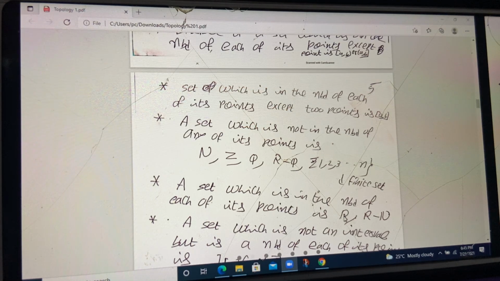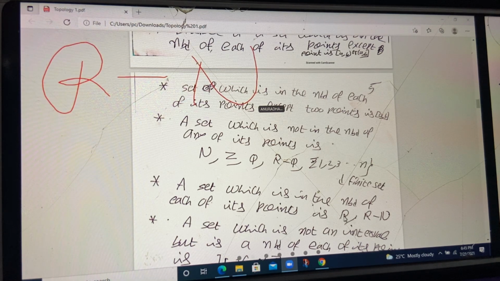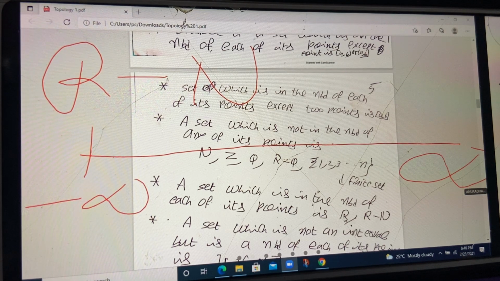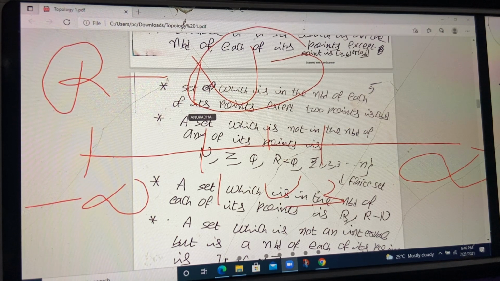Next, R minus N. What is meant by R minus N? It means all real numbers except natural numbers. That means minus infinity to infinity, with N meaning 1, 2, 3 and so on. R minus N is the complement, so remove 1, remove 2, remove 3 and so on. Then how will you write this set?